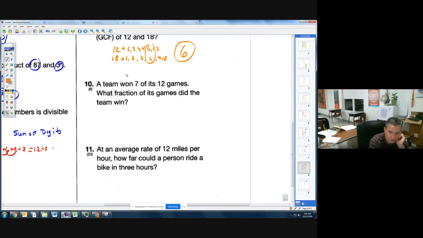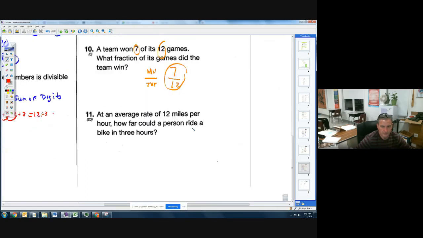Problem number 10, a team won 7 of its 12 games. What fraction of the games did the team win? So you want the number of wins over total. So it won 7 games out of a total of 12 games. 7/12 is your fraction of games won.